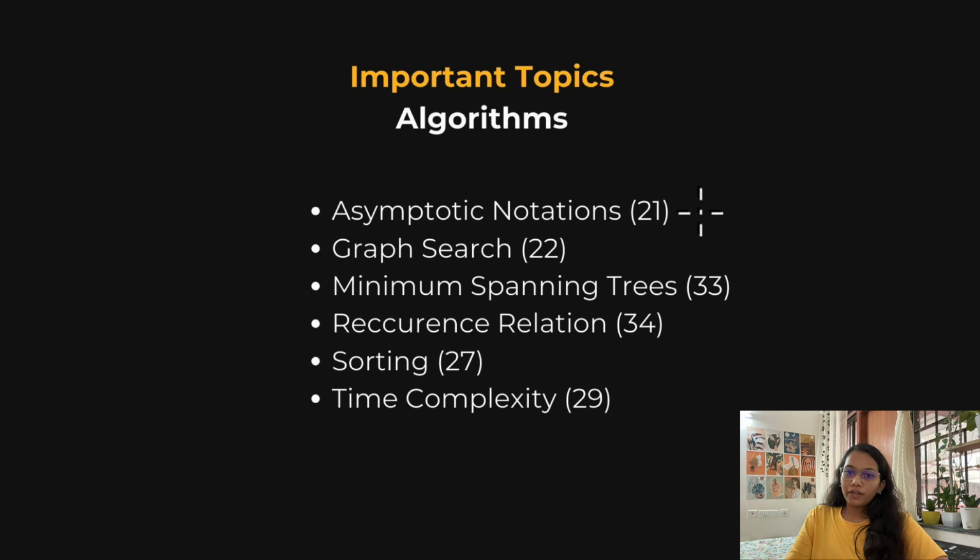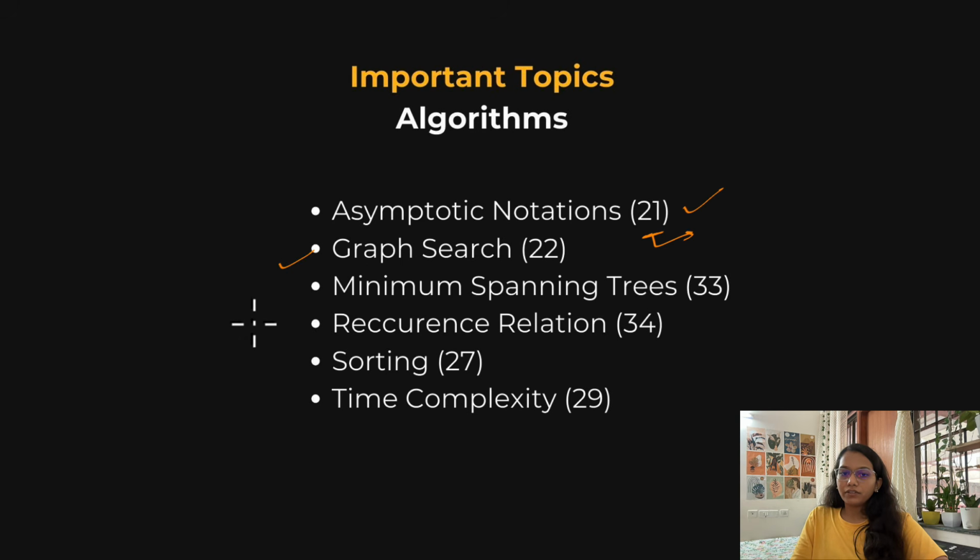Let's see the important topics of algorithms. The first one is asymptotic notation. Asymptotic notations like big O, omega, theta, you have to study these, and then you should solve questions on these asymptotic notations. In total there are 21 questions from the last years on asymptotic notations.